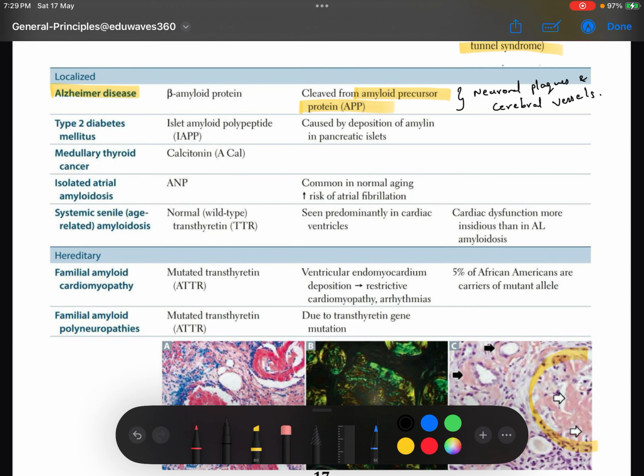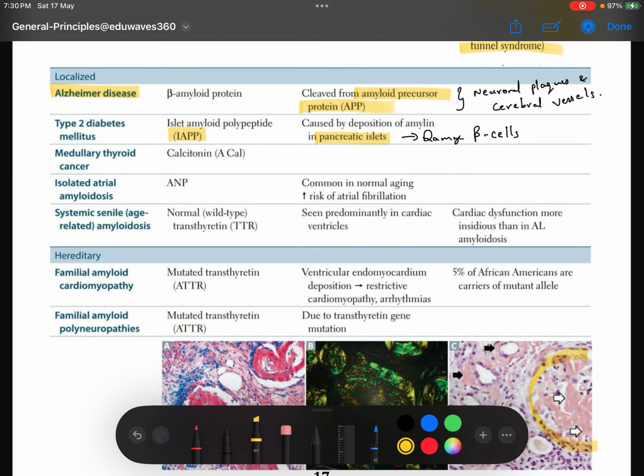Okay, next one, type 2 diabetes mellitus. In type 2 diabetes mellitus you can see amyloid, islet amyloid polypeptide, or IAPP. Why? Because this protein deposits in pancreatic islets and it will damage the beta cells. Okay, and it's mostly linked with insulin resistance.